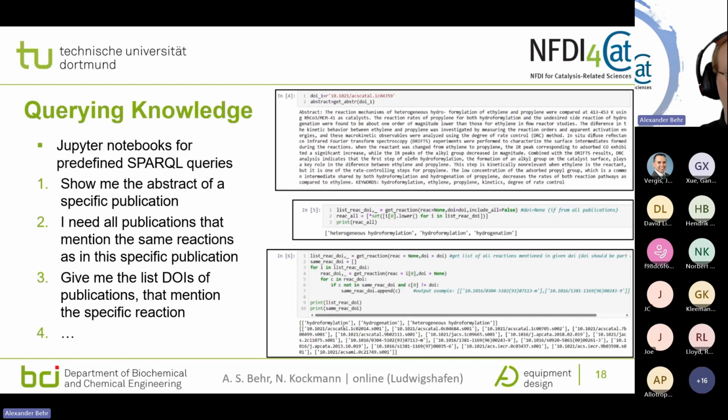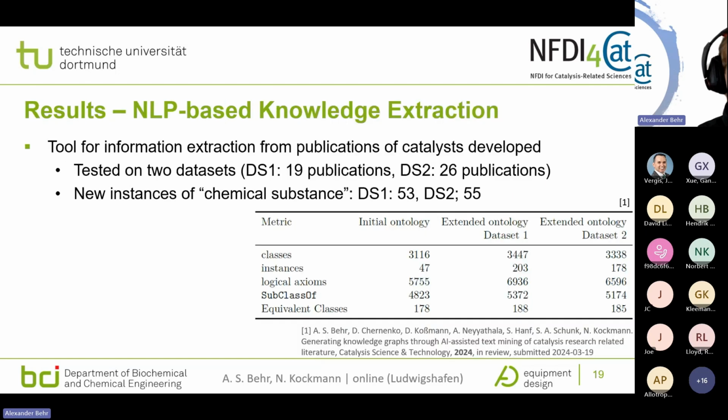You could also pose competency questions like, I need all publications that mention the same reactions as in this specific publication. Or you could ask, okay, what reactions is this publication talking about? And then you would get these classes out of here. Or for example, give me the list of DOIs or publications that mention some specific reaction, and then you would get also a list of DOIs. And this is, we deem at least, quite useful for literature review and so on, and also for interconnecting literature-based knowledge in a knowledge graph.